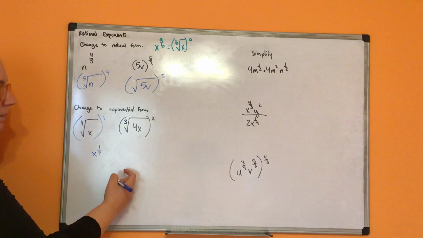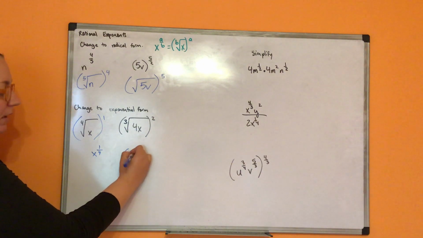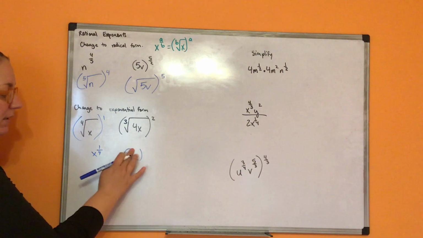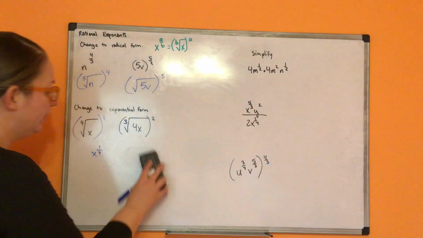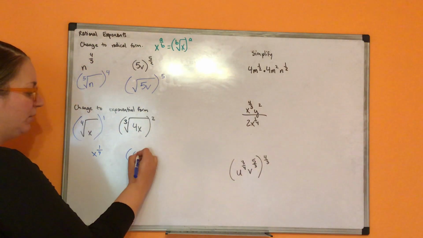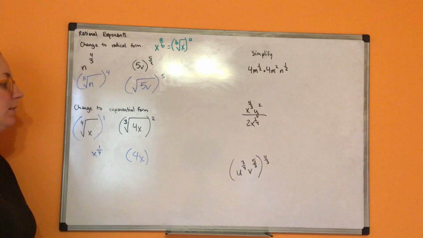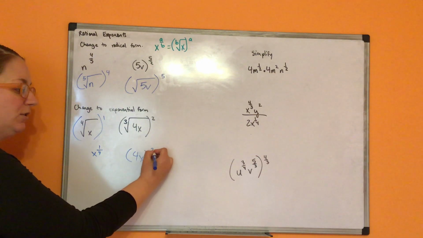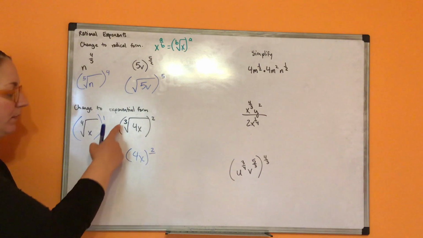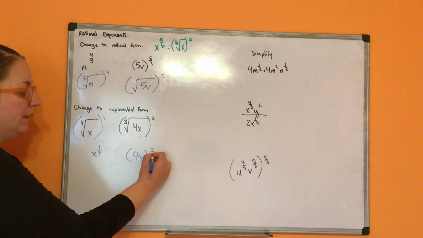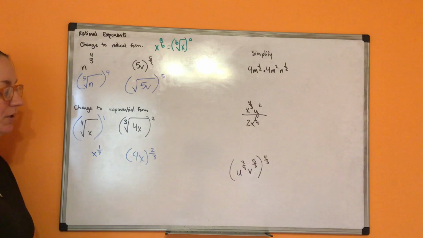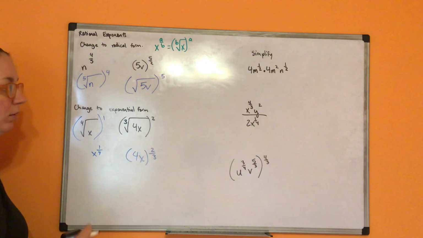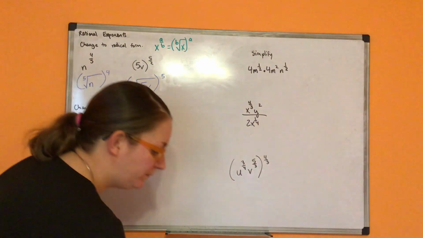Same idea here. When you have a number and a variable together as your base, make sure you put them in parentheses. I'm going to make that look a little bit prettier. So I'm going to put 4x inside the parentheses. For my fraction exponent, that exponent number on the outside, 2, becomes the top number of the fraction, and the type of root or index becomes the bottom number of the fraction. So that turns into 4x all raised to the 2/3 power.